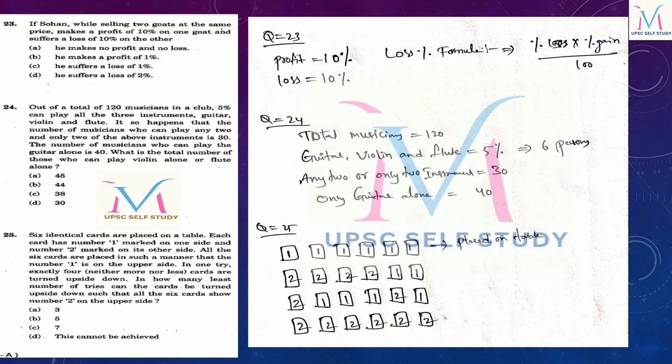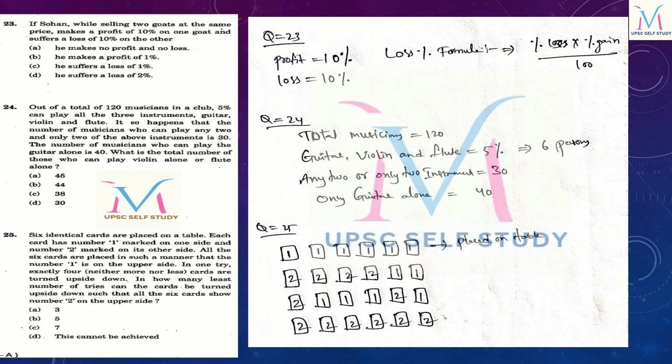Look at the explanation part. Only two instruments who can play is 30. And come back to the question. The number of musicians who can play the guitar alone is 40. Who can play only guitar is equal to 40. And come back to the question. What is the total number of those who can play violin alone or flute alone? Okay, violin alone or flute alone.